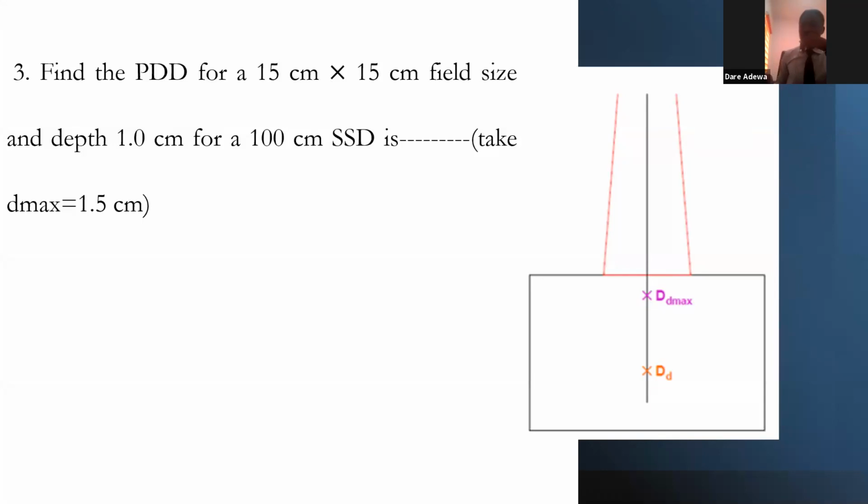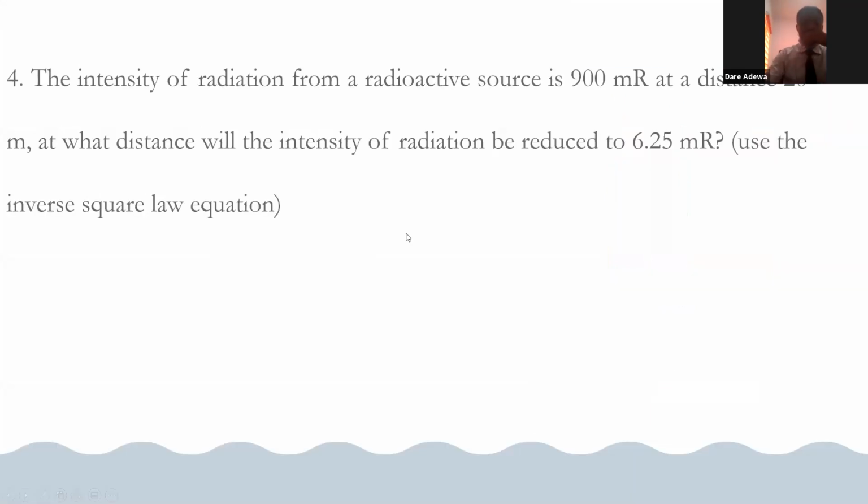Now the fourth question. Our time is running. Please, you have to speed up. This is on inverse square law again. The intensity of radiation from a radioactive source is 900 milliroentgen at a distance 20 meters. At what distance will the intensity of radiation be reduced to 6.25 milliroentgen? The hint is to use the inverse square law formula: I1 over I2 equals D2 squared over D1 squared. So fix in your parameters and just send in your answers.